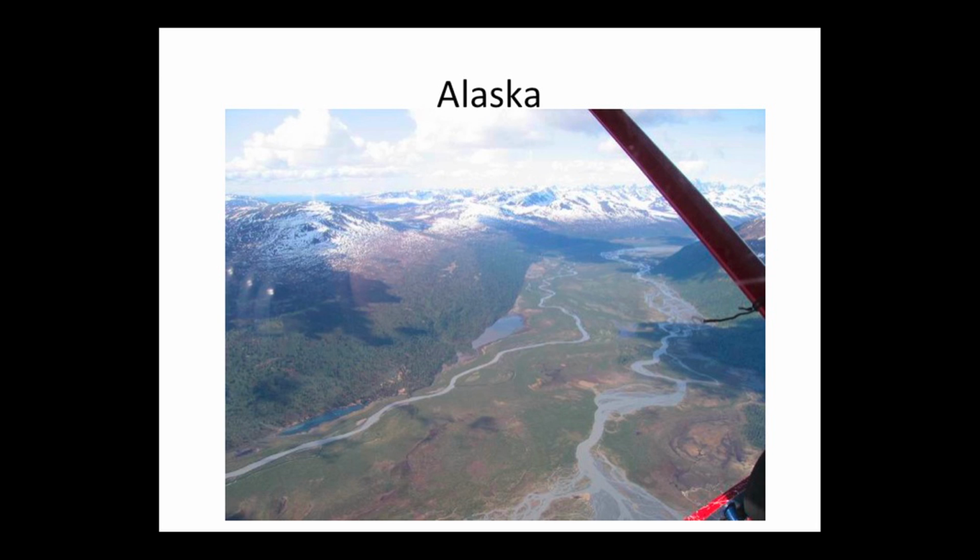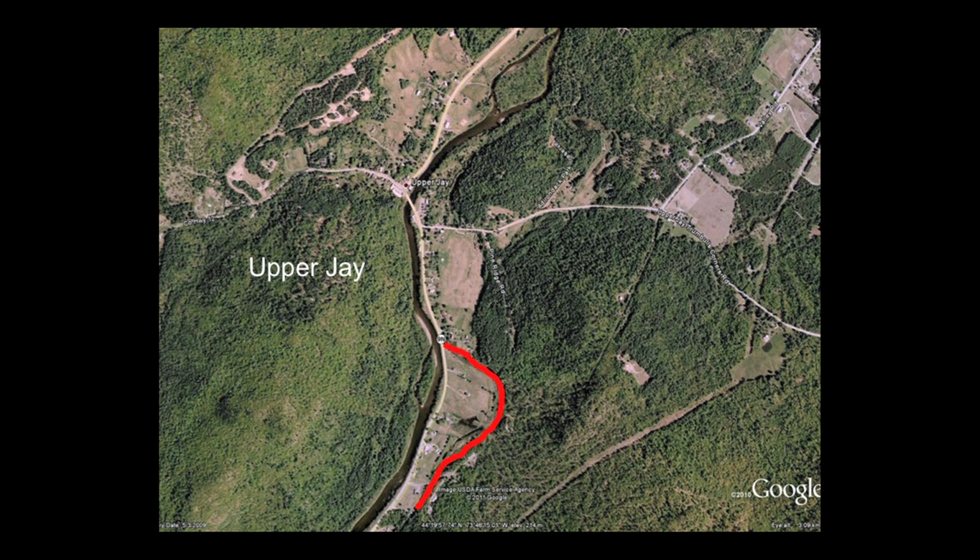They move. This is Upper J in the Ausable River in New York. Look at this red line here. That's an old river channel. That could have been 50 years ago, and maybe it was 100 years ago. The river used to flow there. It now flows on the other side of the highway.